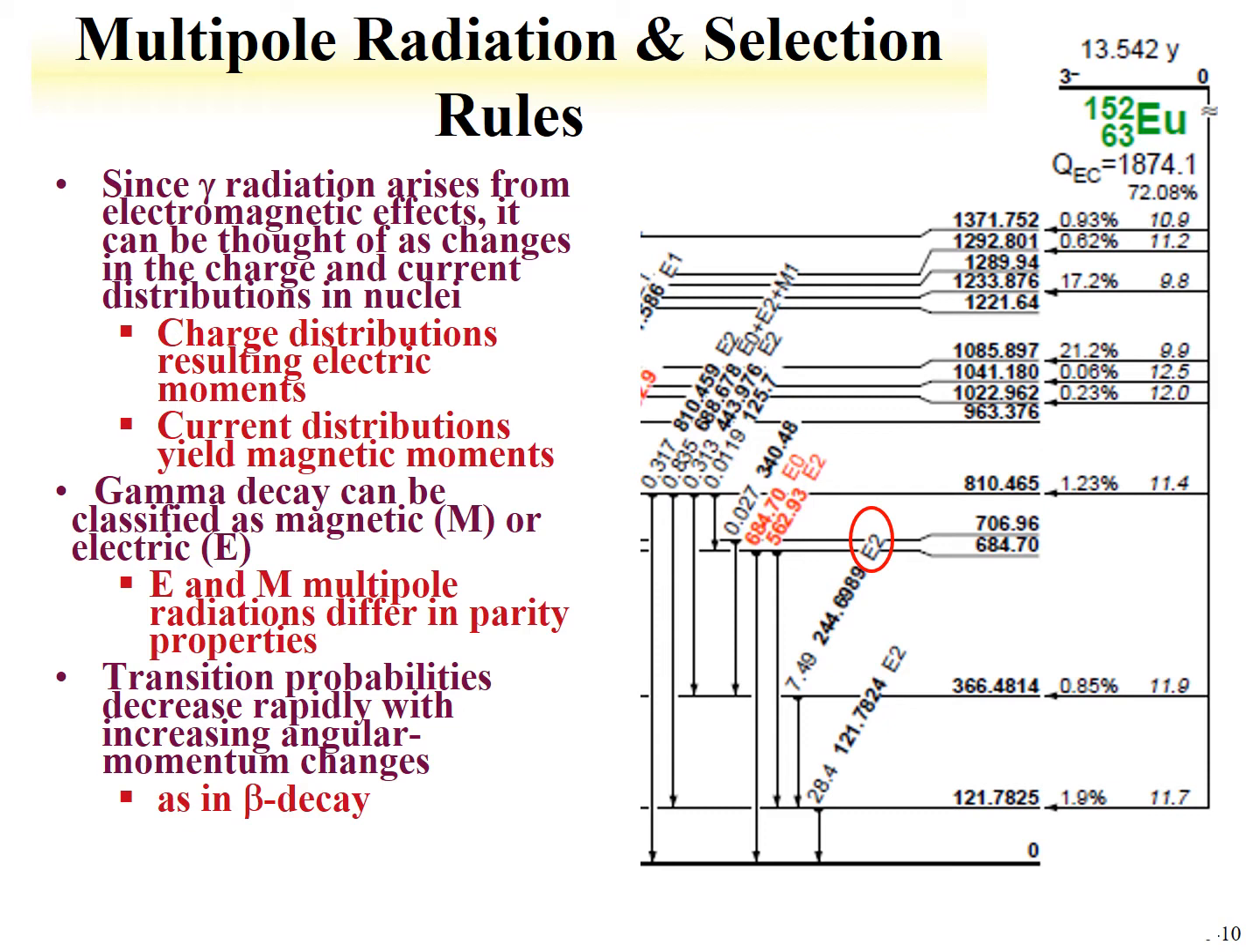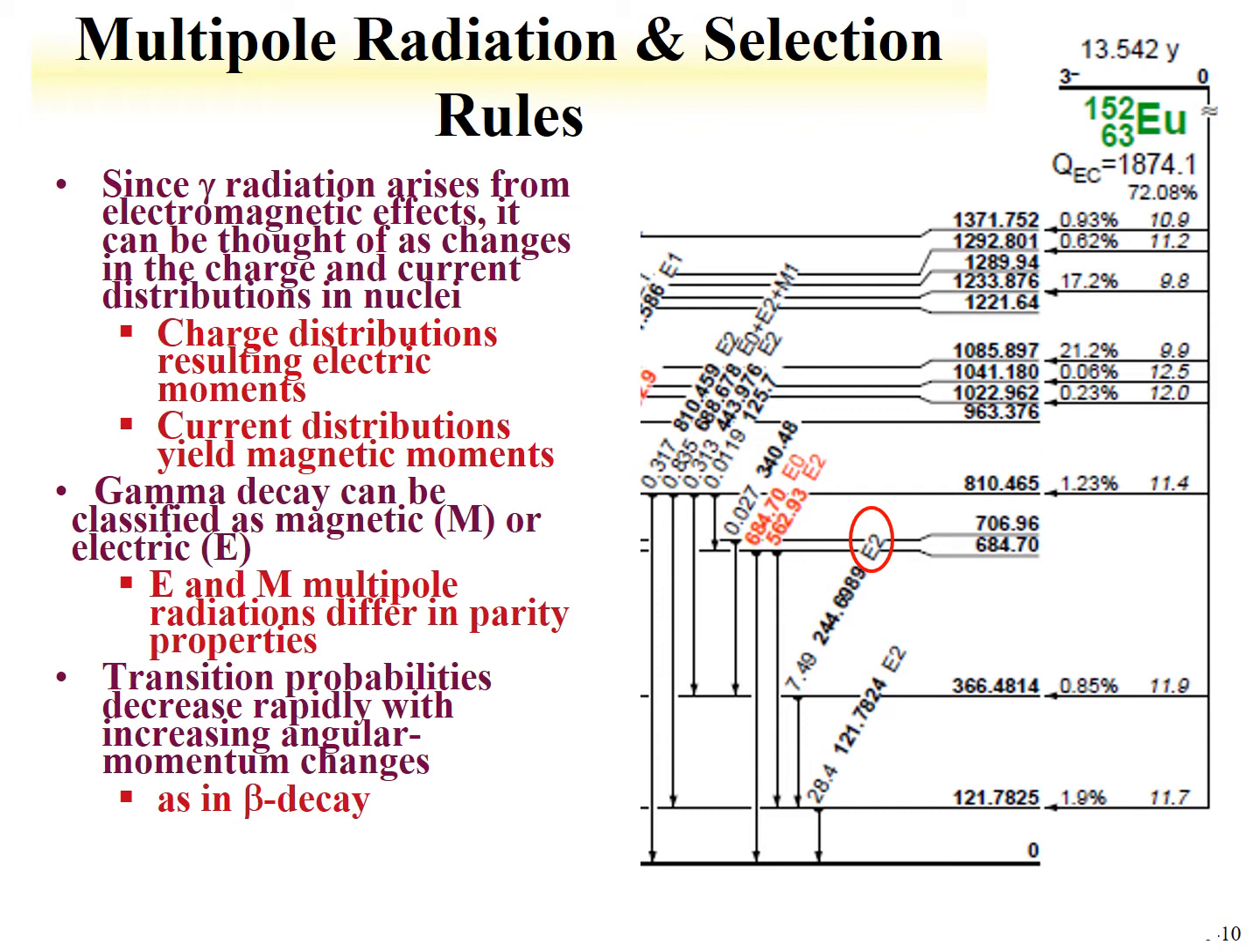We're also going to discuss the multipolarity as it relates to magnetic and electric distributions of gamma decay. So monopole, quadrupole, etc. One of the things we are going to see is that the transition probabilities decrease rapidly with increasing angular momentum. So if changes have large spin and parity changes, the probability is going to decrease, just as we've seen with beta decay.